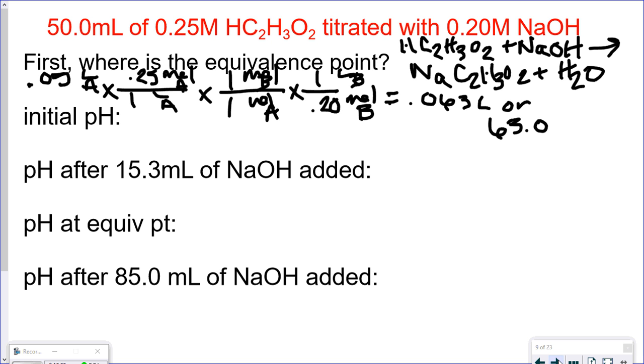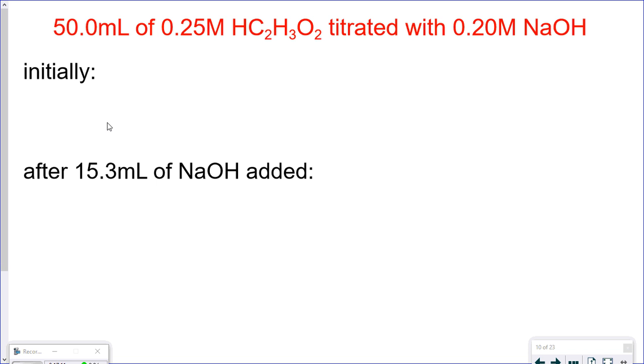So equivalence point is found the exact same no matter if it's a strong acid, strong base or a weak acid, strong base. So that did not change. Where we're going to be changing is where we are going to be finding some of our initial pH and things like that. So let's look at our next part, our initial pH. So we said that we need to use our Ka value to find this.